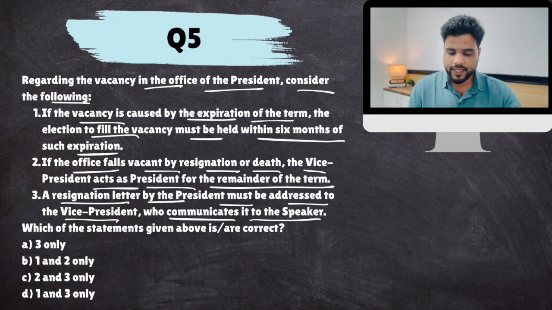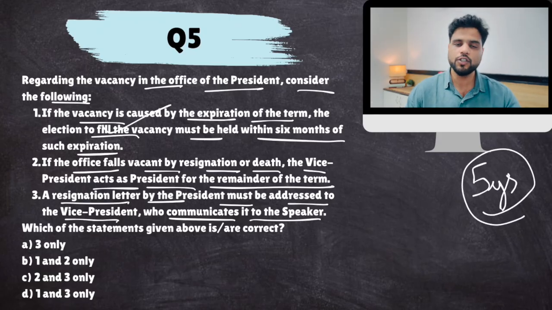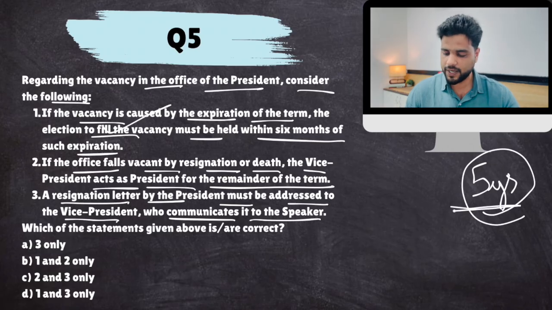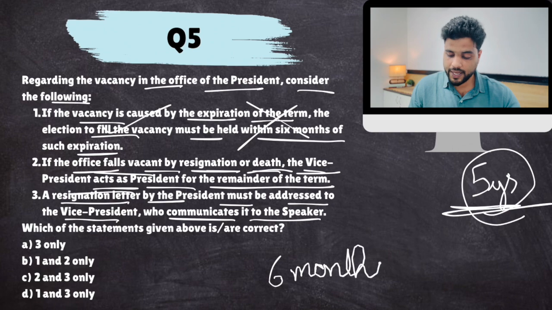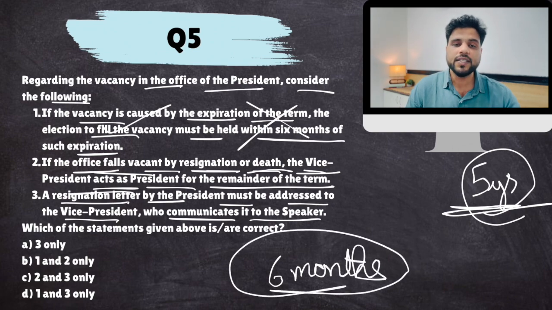Okay. So the thing is, if there is a vacancy because the term has expired, the election should be conducted before the term expires. So the president has 5-year term. The election for the next president should be conducted before this expiration, not after. But if the office falls vacant because of resignation by the president or the death of president, the vice president takes the role of president for next 6 months, because in the next 6 months, election for the new president should be conducted.